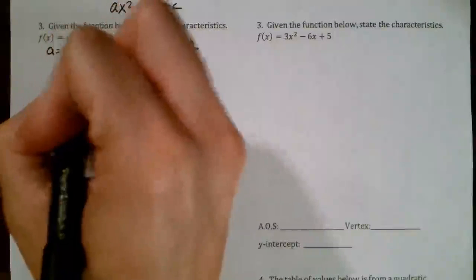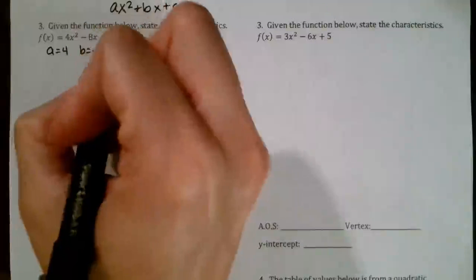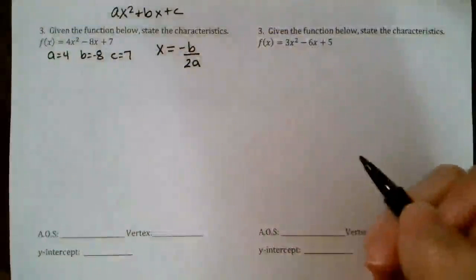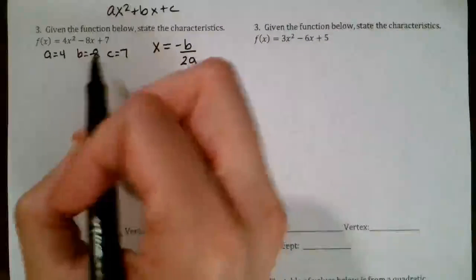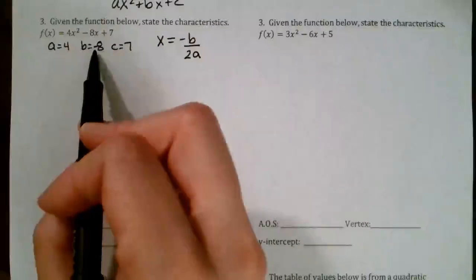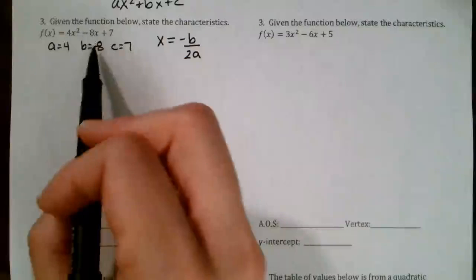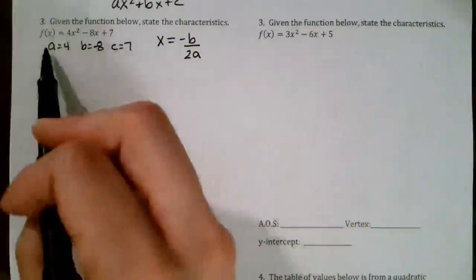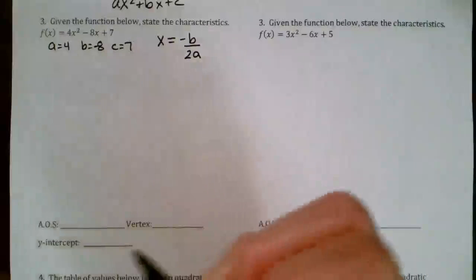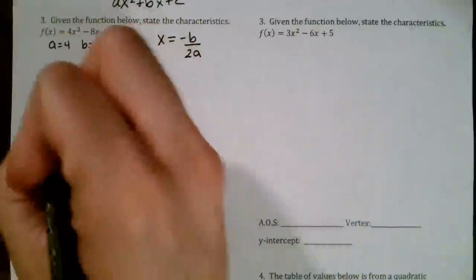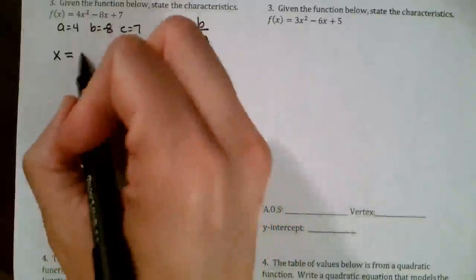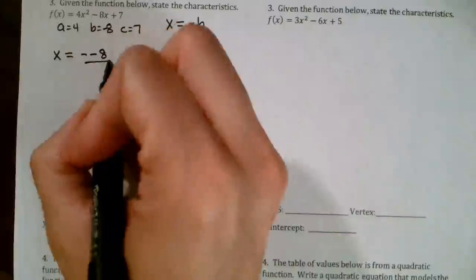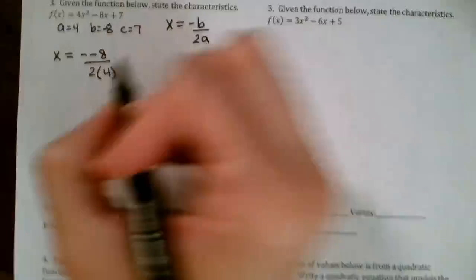So when we have an equation in standard form, we need to state our a, our b, and our c value. Okay, you want to make sure that you take whatever sign is in front of it with it. Okay, so this is a negative 8, a positive 7, and a positive 4. So the first thing we're going to do is our axis of symmetry. X equals, we use this formula, negative b, so negative 8 over 2a.